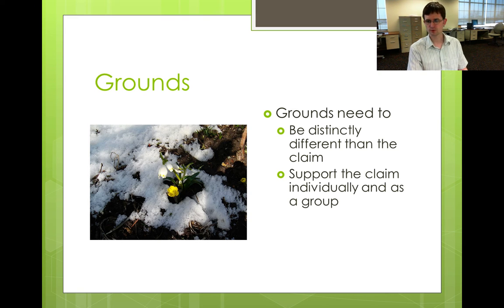Secondly, grounds need to support the claim individually and as a group. On an individual basis, each body paragraph should have a role in supporting the claim. The ground you bring up in that body paragraph needs to lead your reader to being a bit more persuaded of your claim. Also, they need to work as a group. Collectively, the claims you make should add up to a compelling case. Where there is something missing, to the extent at which your essay feels incomplete, you're going to be less successful.